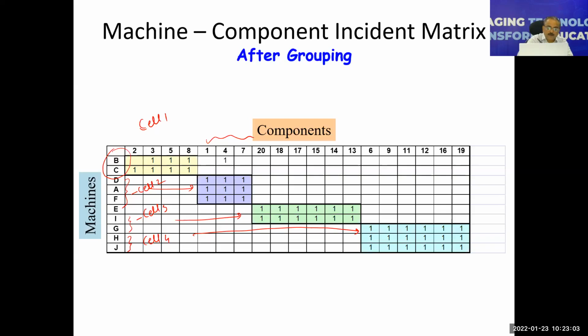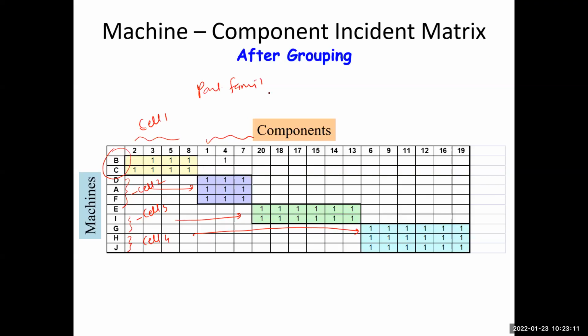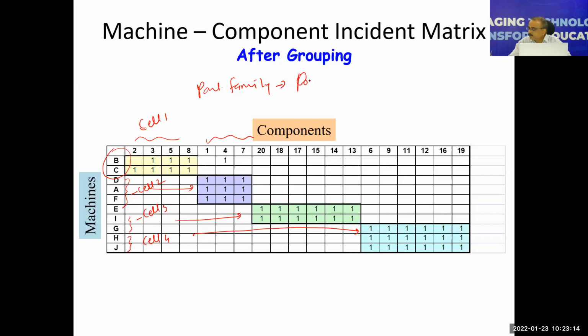For example, here, which is the part family? One part family is now components or parts 2, 3, 5, and 8. These parts 2, 3, 5, 8 will be processed through machine B and C, and if they require further operation, definitely they will go to the next stage of operation. Or if it is a finished part, it comes out of this cell. It will enter as raw material, and it will leave as a finished good.